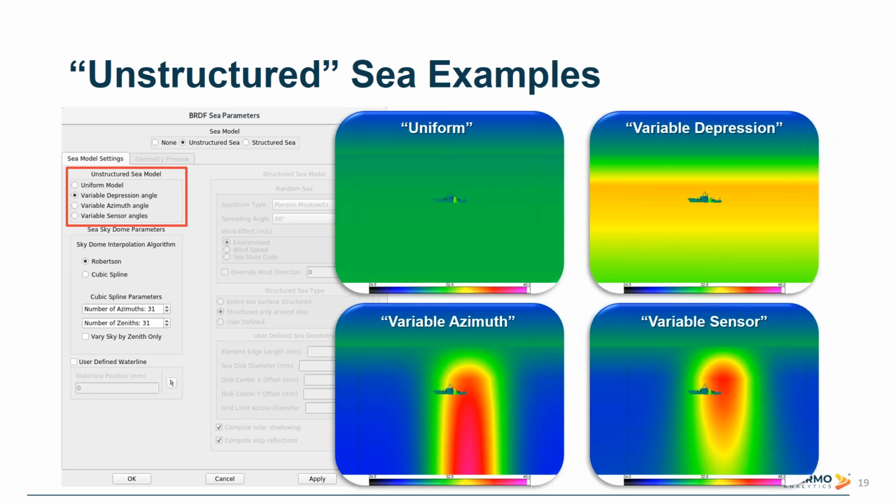Here you can see the differences between the unstructured sea models. The uniform model with a constant sea radiance shows a slight change in color the further the sensor is from the water. This is only due to the atmospheric interference between the sensor and the sea.